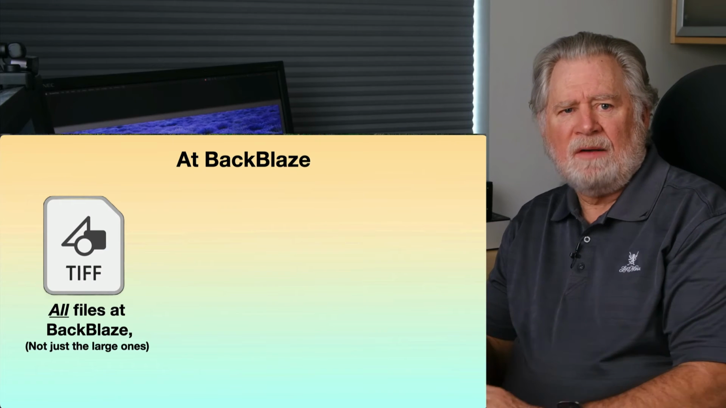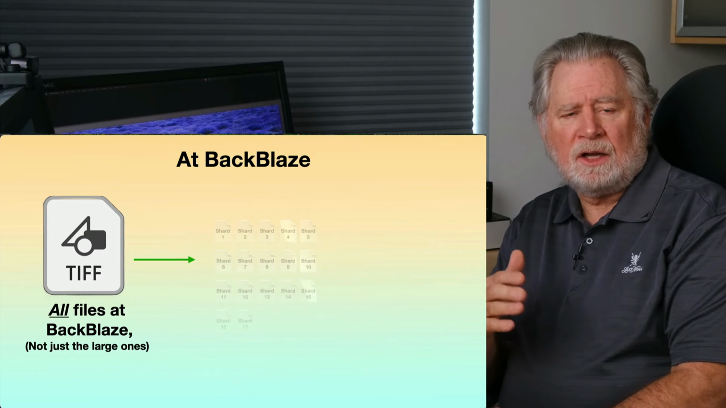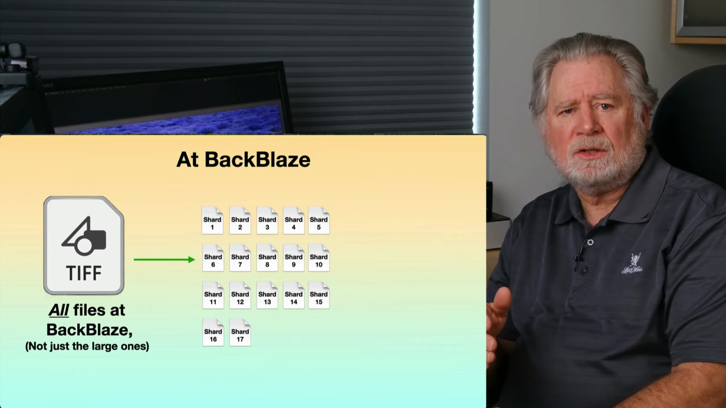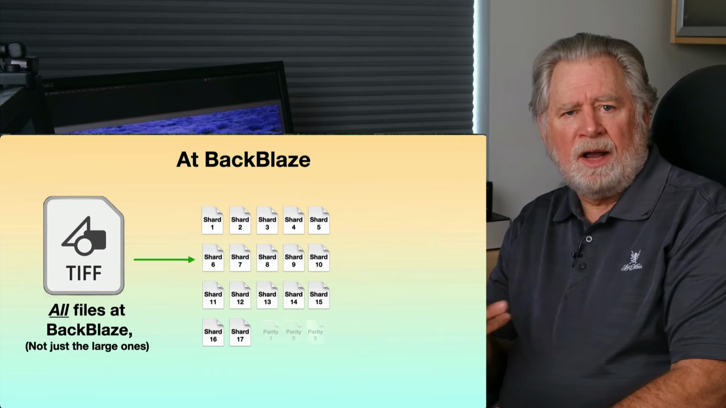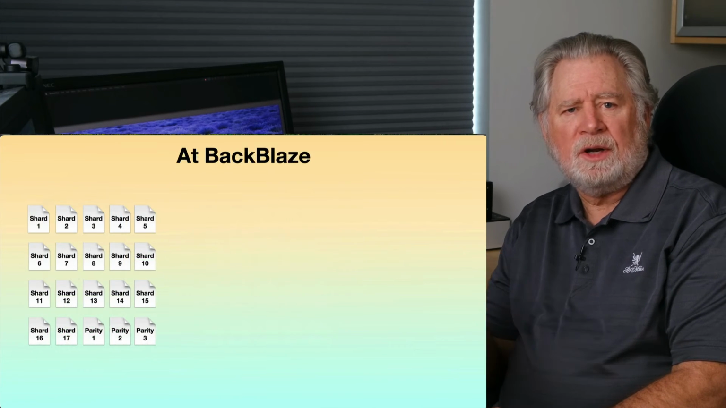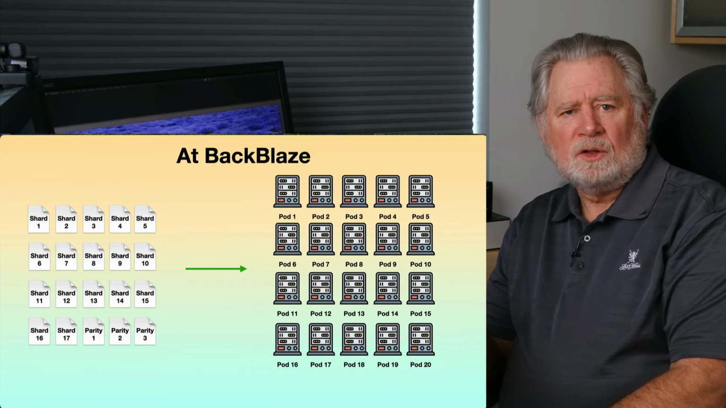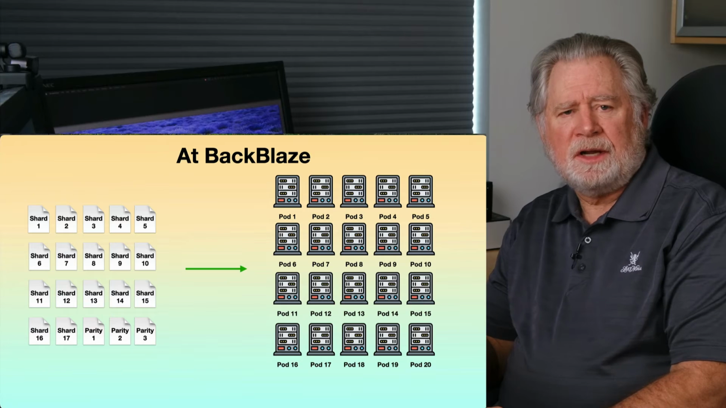Once a file arrives at BackBlaze, and this is everything, it breaks that file into what are called shards, and it breaks it into 17 shards, and then calculates three parity pieces or shards, and you have a grand total of 20. Each individual shard is loaded to an individual, what they call a pod. Those pods are basically the equivalent of a server. And those are very interesting. I thought I would maybe talk about the pods for just a minute.